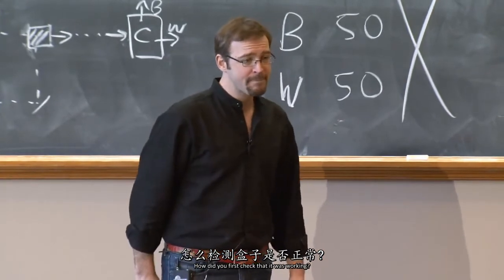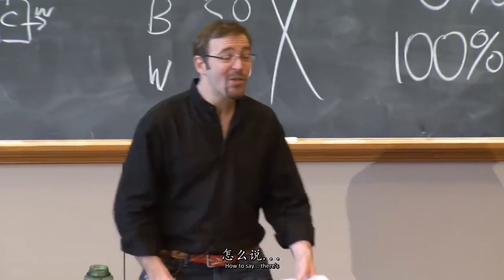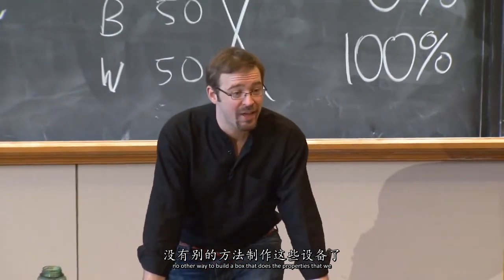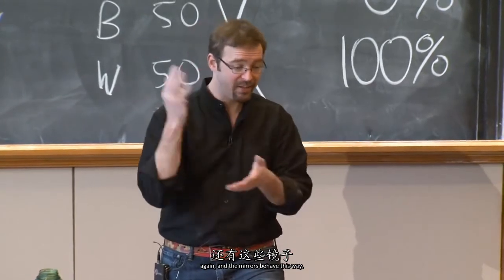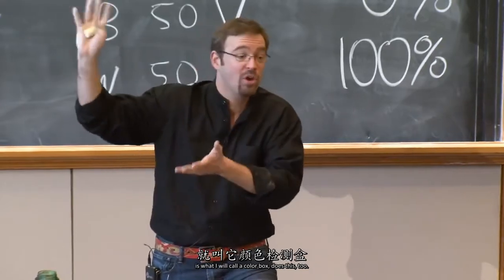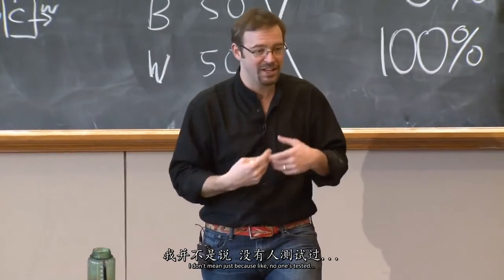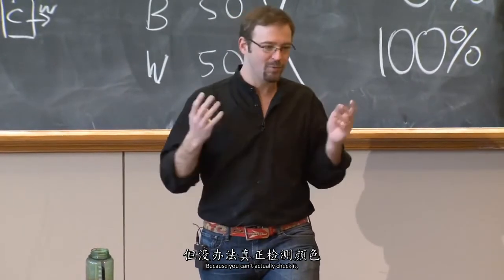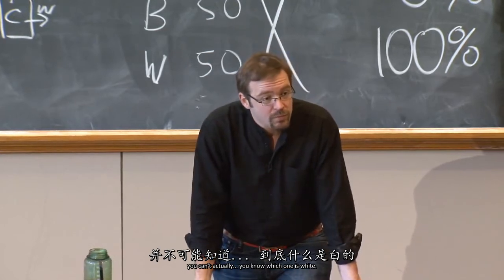How did you first check it if it's working? Well, how to say? There's no other way to build a box that does the properties that we want, which is that you send in color and it comes out color again, and the mirrors behave this way. Any box that does those first set of things, which is what I will call a color box, does this too. There's no other way to do it. I mean, because you can't actually check it. You can't actually send an electron when you know it's white.